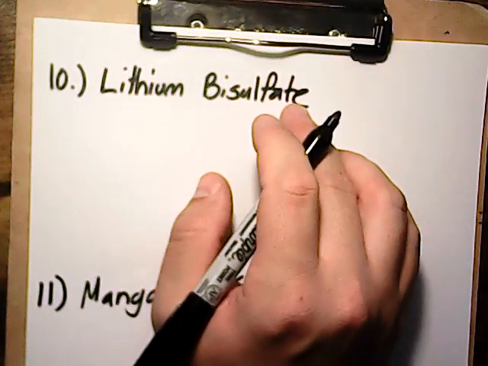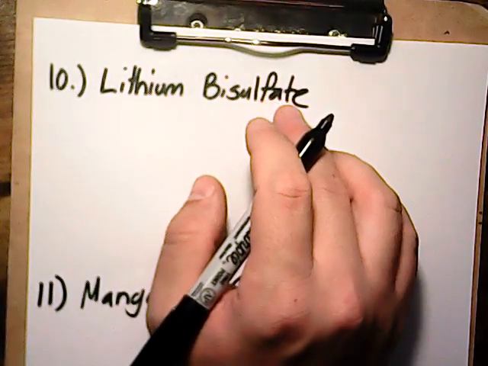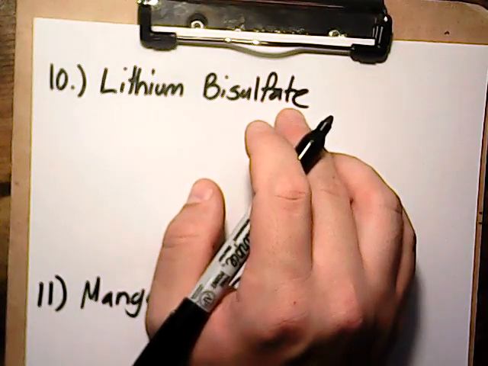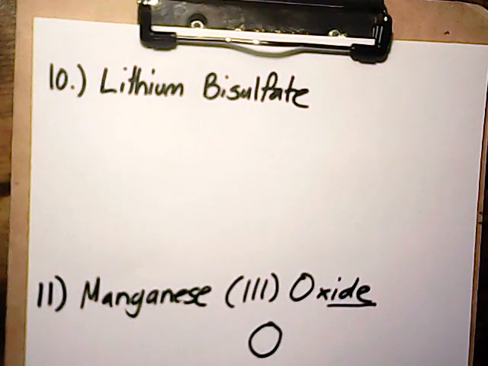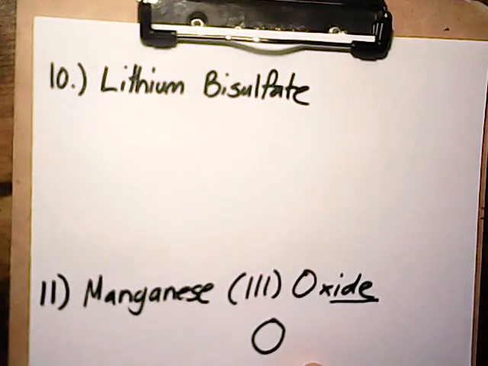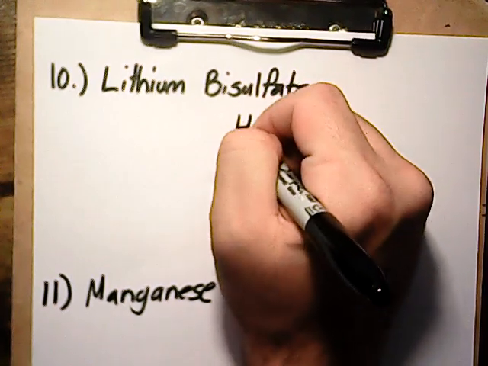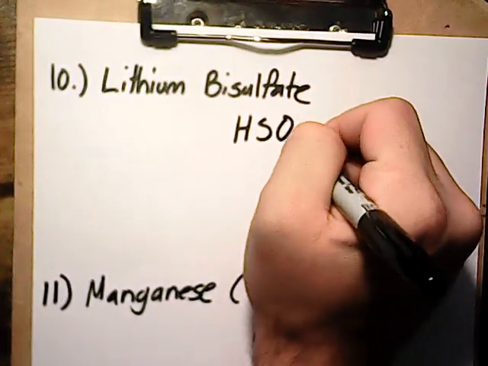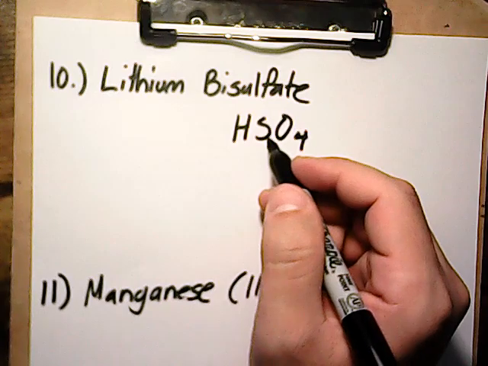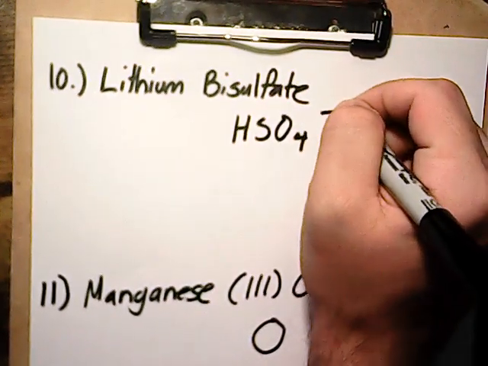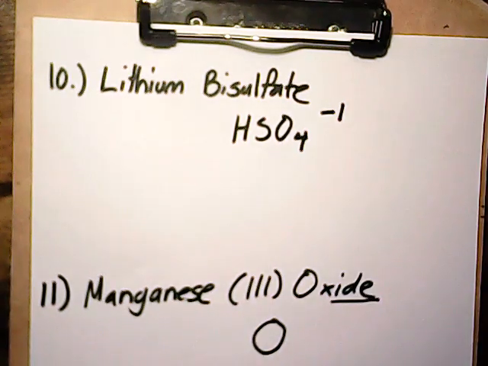When we have something that does not end in -ide, like bisulfate, we're going to have to look up what bisulfate is on the list of polyatomic ions. So we'll have to look that one up. Bisulfate is HSO4, so one hydrogen, one sulfur, and four oxygens. These work together to have a charge of -1.